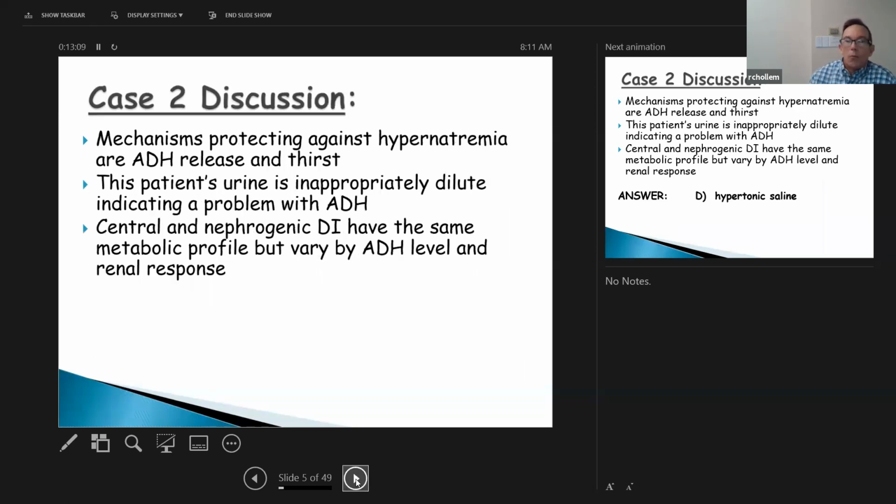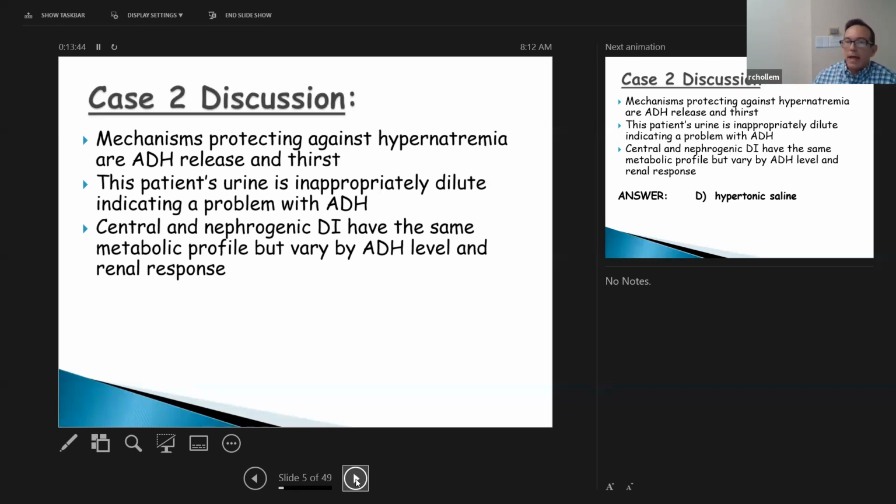So what protects you against hypernatremia is ADH, the retained water, and your innate thirst mechanism. This patient's urine is very dilute, inappropriately for the serum osmolality, indicating again that mismatch is an ADH issue. And central and nephrogenic DI have the same metabolic profile, but the level will vary. And it can be inappropriately normal. So in central DI, if it's total, it's going to be low. In nephrogenic DI, it's going to be high. But they're partial defects and it can be inappropriately normal.